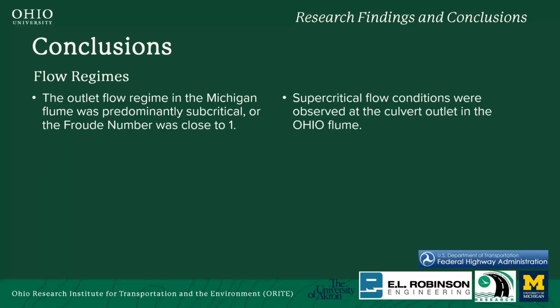Okay, and also the flow condition. The outflow regime in the Michigan flume is mostly subcritical, excuse me, or close to critical. In our case, I think it's all supercritical, right? All supercritical.